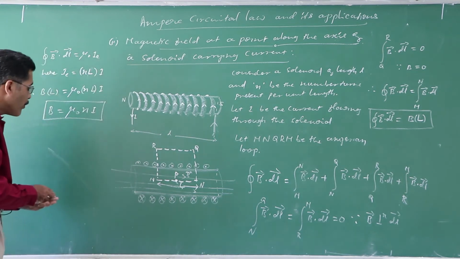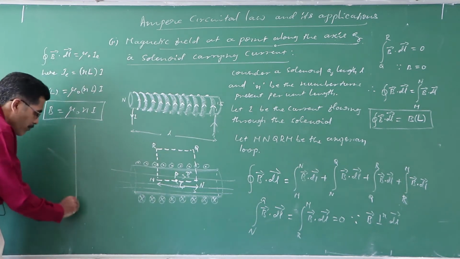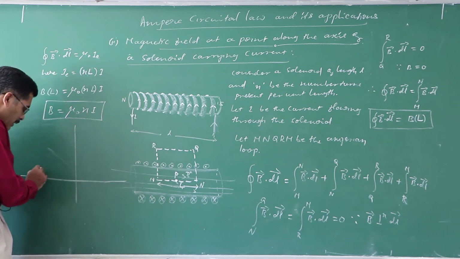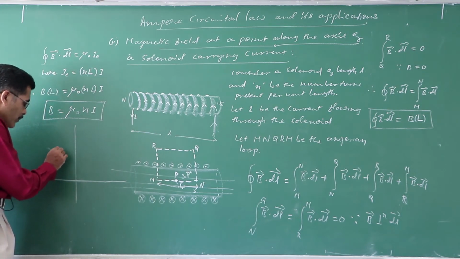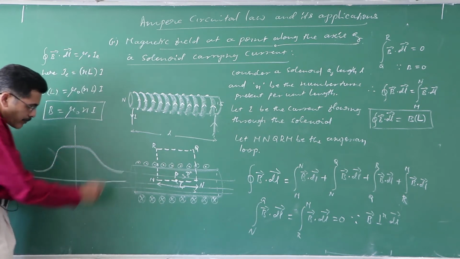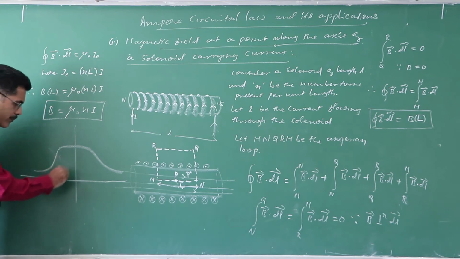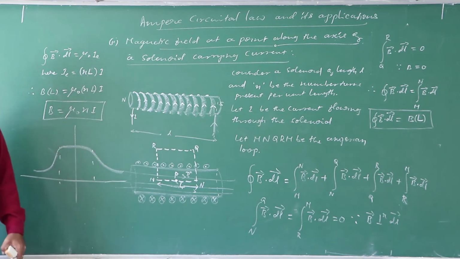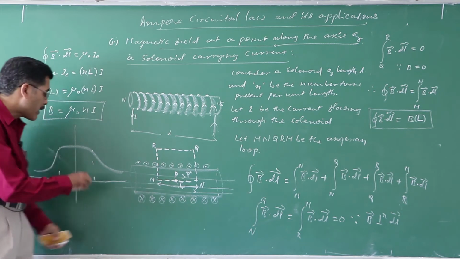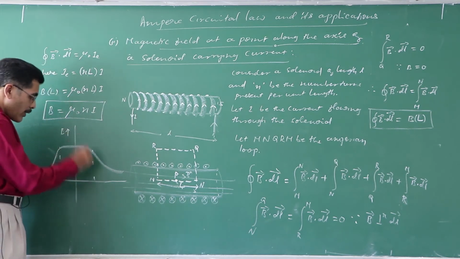So, when you plot the graph of magnetic field versus the distance, the magnetic field is almost constant. It is almost like this. Simple. It's almost constant. Therefore, you can produce a uniform magnetic field inside the solenoid.